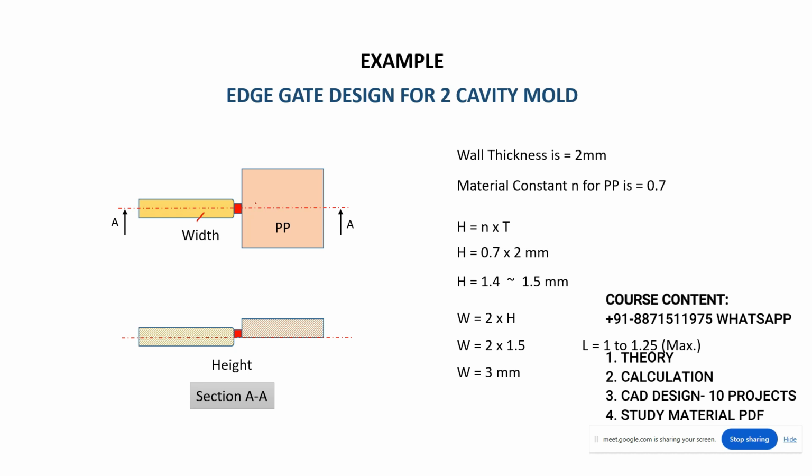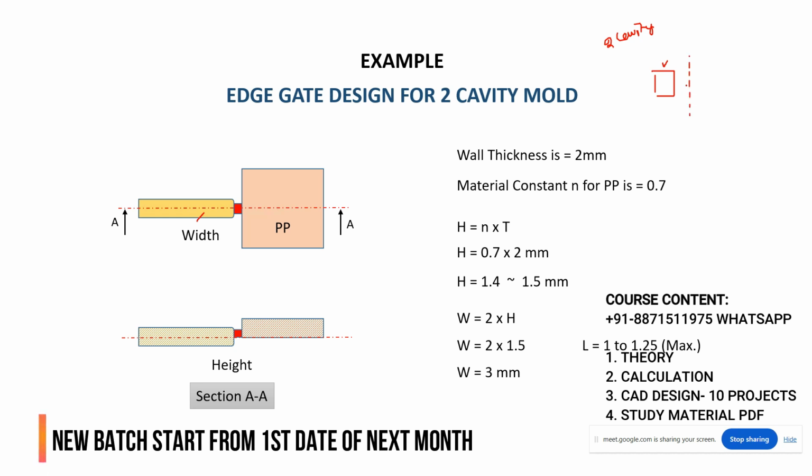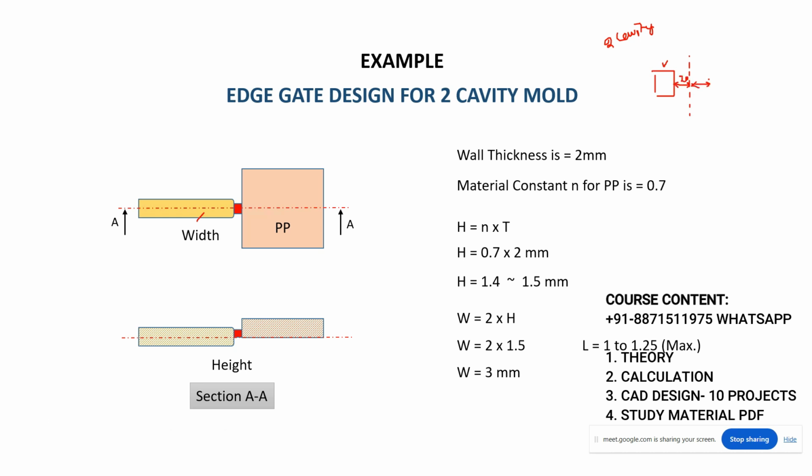Now, if you have one component like this and the customer says, sir, we have to prepare a 2 cavity mold, can you prepare a multi cavity layout for this component with the edge gating? Yes. For example, this is the center, this is the center. From this point to this point you have to take 20 mm, and from this point to this point you have to take 20 mm.